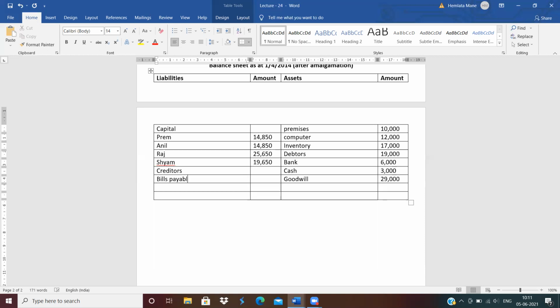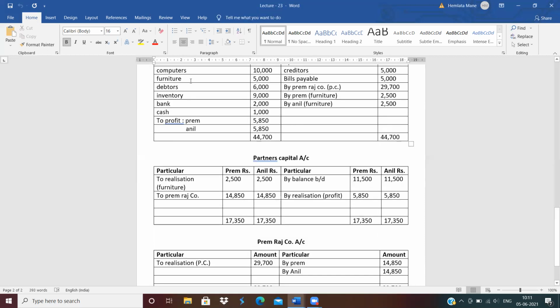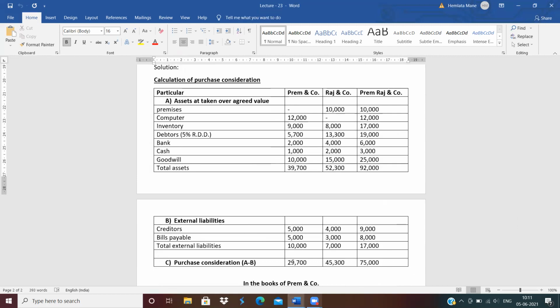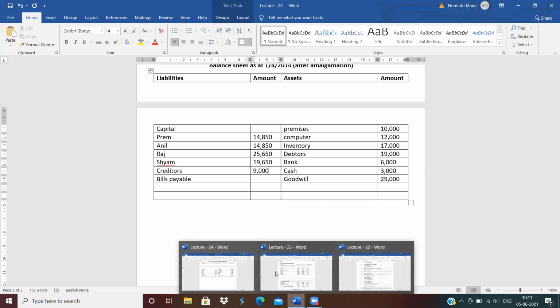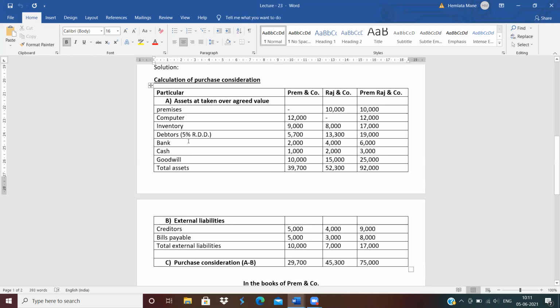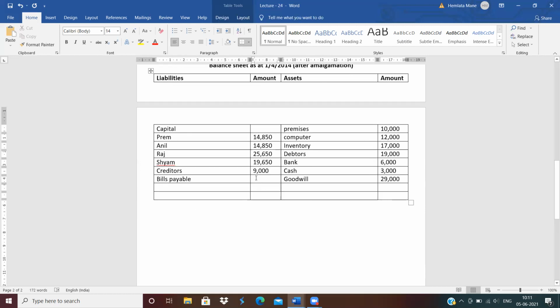Creditors and bills payable. How to write the amount? See the purchase consideration. How much is the amount of creditor? 9,000. So write down 9,000. How much is the amount of bills payable? 8,000. So write down 8,000. Now tally the balance sheet.